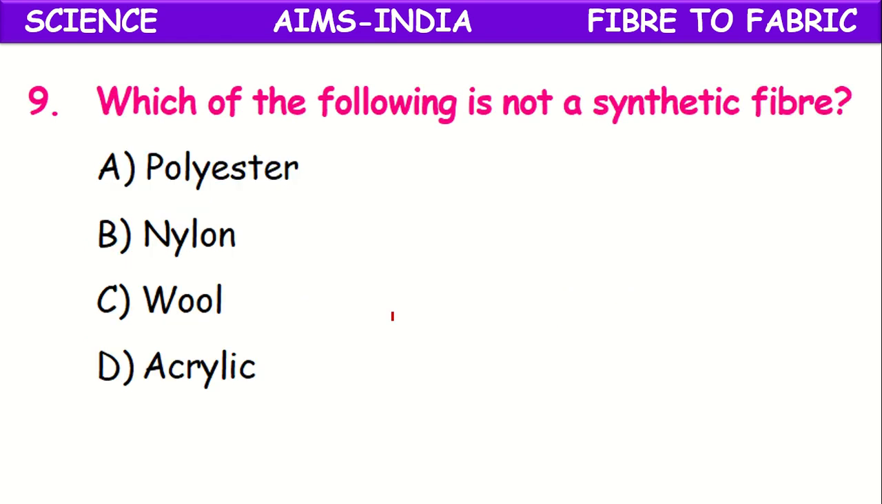Next, which of the following is not a synthetic fiber? Observe all the fibers given here: polyester, nylon, wool, acrylic. Out of these, three are synthetic fibers or man-made fibers because these are prepared in the laboratory from chemicals, not from natural resources. But if you observe here, wool fiber is obtained from the hair of certain animals like sheep, camel, and yak. So it is obtained from natural sources. So it is called a natural fiber, but not a synthetic fiber.